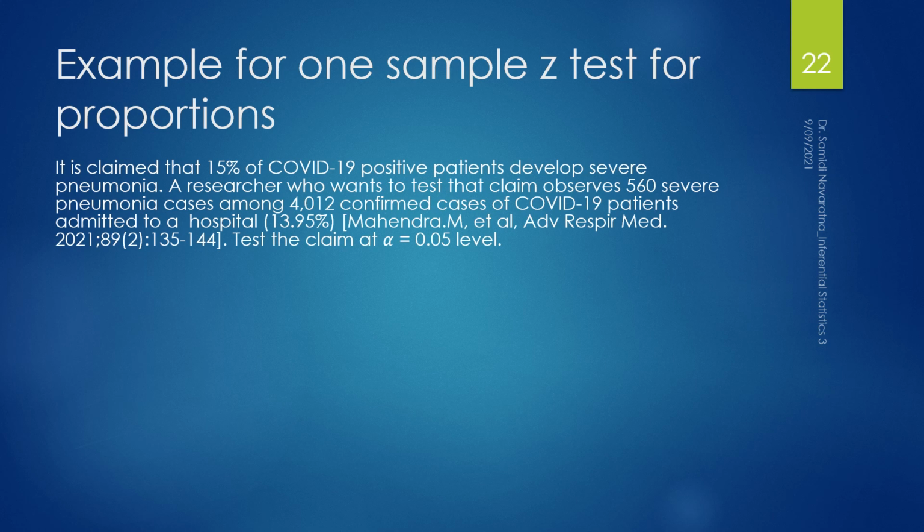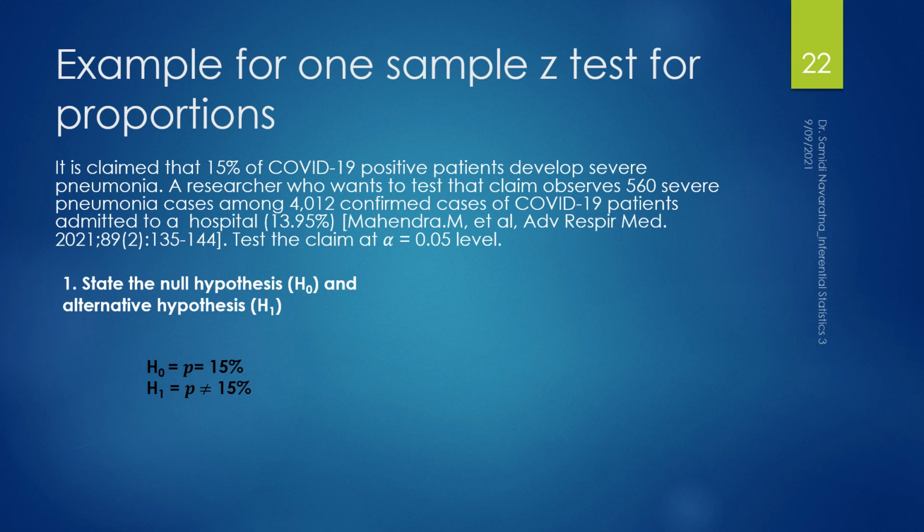So the first step is to state the null hypothesis and the alternative hypothesis. If you read this again carefully, what we are going to check is whether the population proportion is the same or different to 15%. So, the null hypothesis is P equals 15%. The alternative hypothesis, that is what the researcher wants to prove, is P is not equal to 15%.